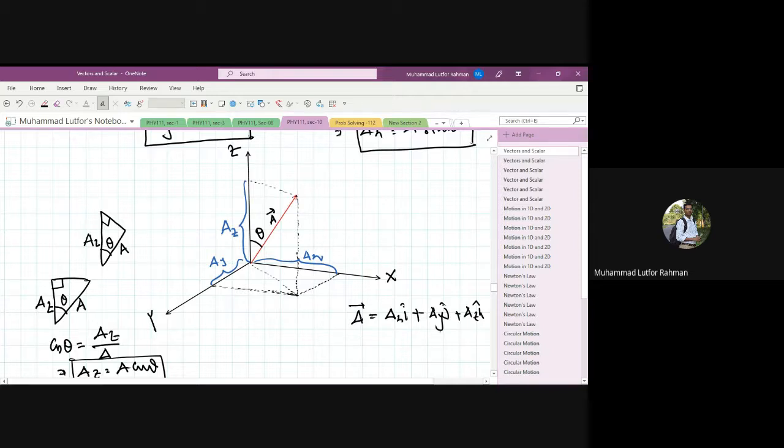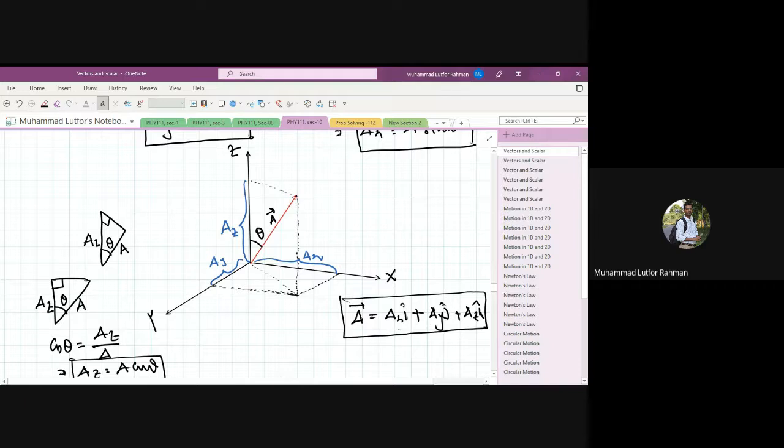Should I show that one? How it become that way? It's required to show that one, how the vector would be AX I head AY Z head plus AZK head. Should I show that one? Hello? So I didn't understand your question, sir.